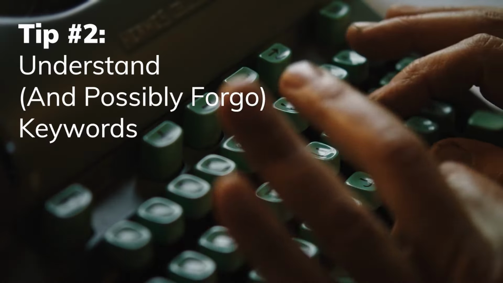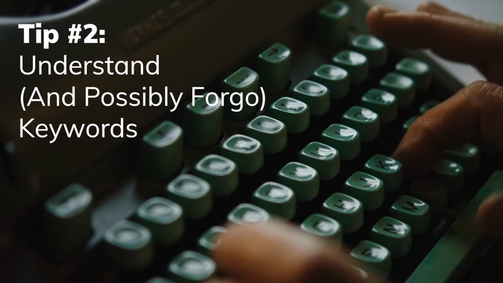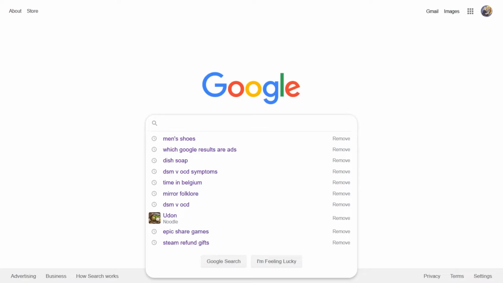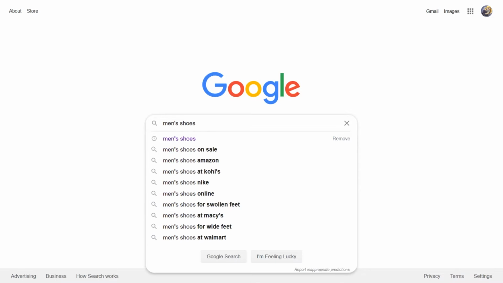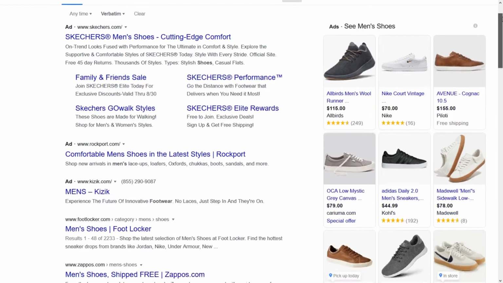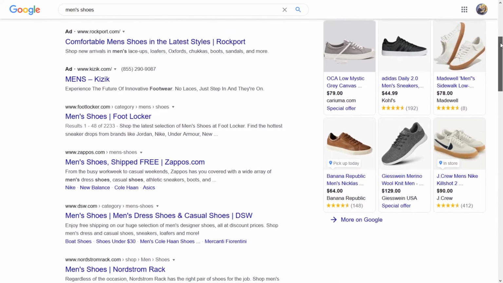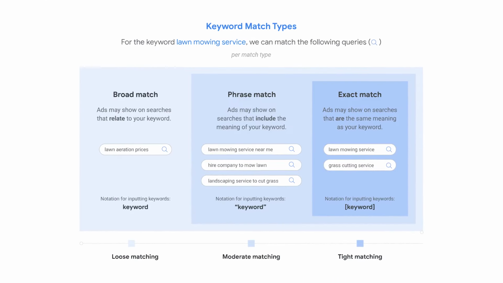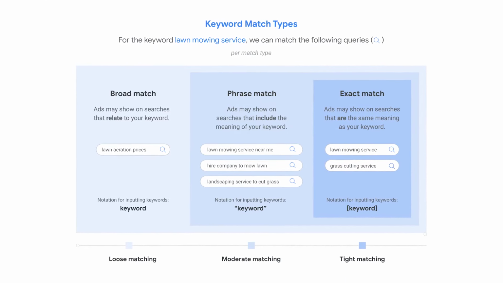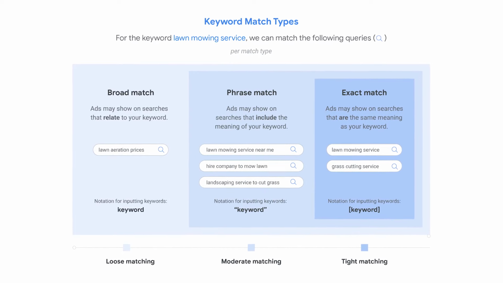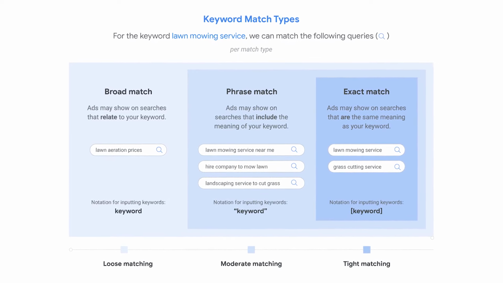Tip number 2, understand and possibly forego keywords. Google Ads relies heavily on user intent through keywords. Whenever someone types a search into Google, ads are displayed based on how relevant the algorithm considers the search term to be for specific ad campaigns. In a typical campaign, you'll come across 3 possible keyword matches, or ways that you can tell Google to handle the keywords that you bid on.